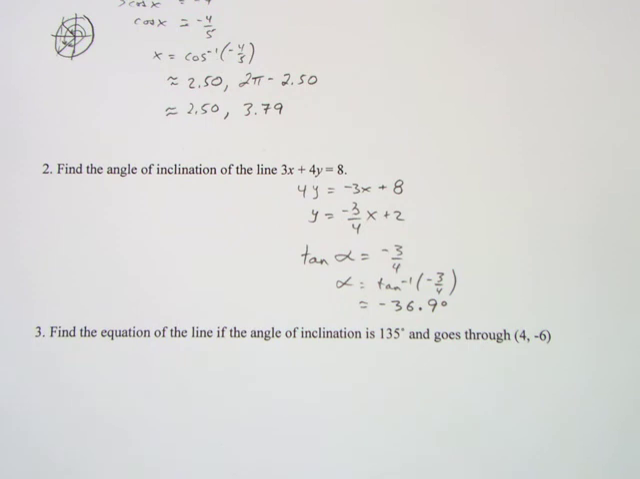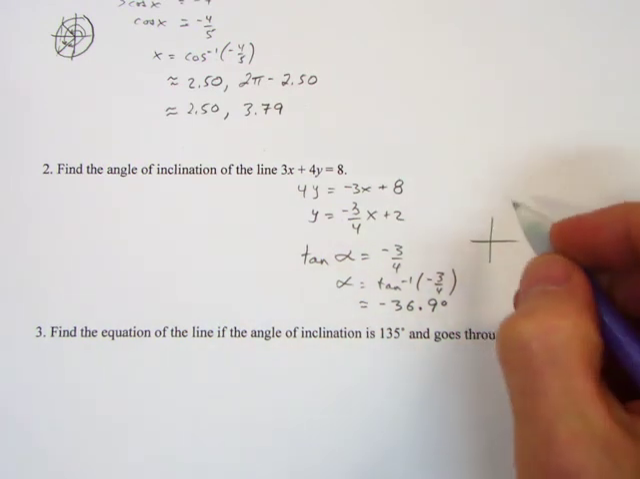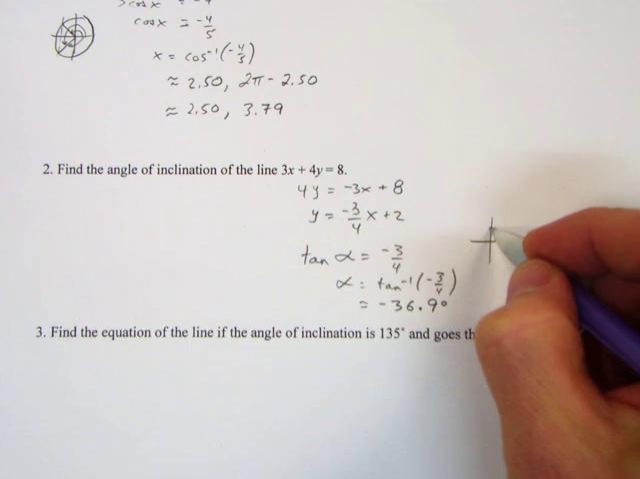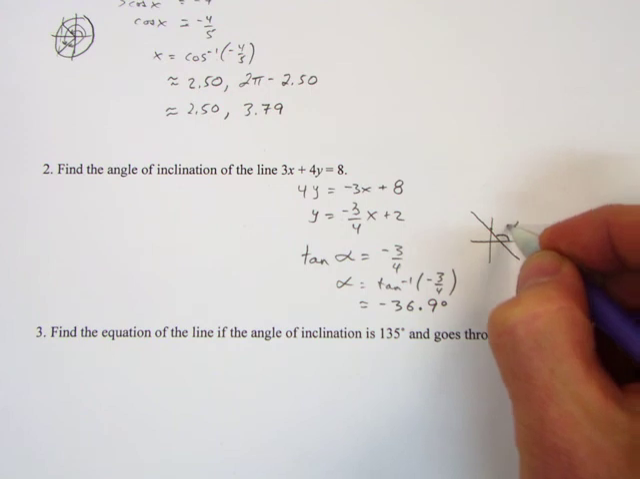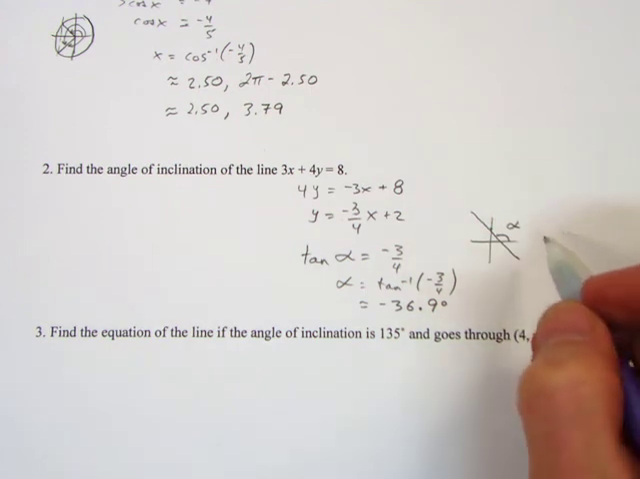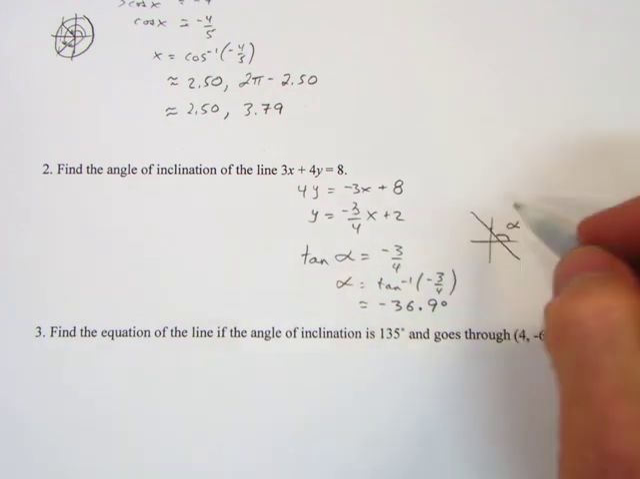Does that work? No, because we were told last class that the angle has to be between 0 and 180. Let's take a look at what's going on here. We have a positive y-intercept and a negative slope. This is my angle that I'm looking for. That's alpha. What did the calculator give me? Remember, the range of values for inverse tangent is negative 90 degrees to 90 degrees. So what it gave us was this angle.